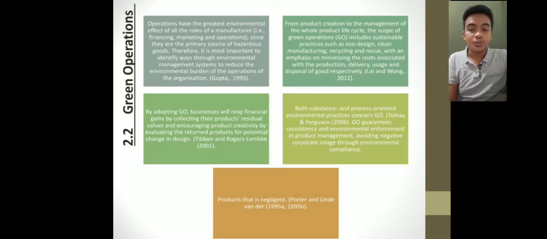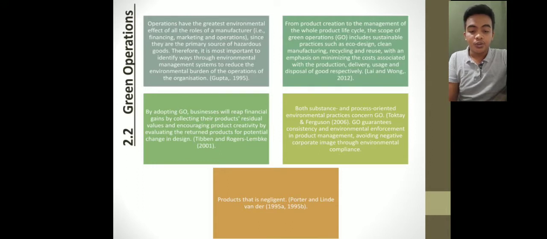Literature 2.2, Green Operation. Operation has the greatest environmental effect of all the roles of a manufacturer, for example financing, marketing and operation, since they are the primary source of hazardous goods. Therefore, it is important to identify waste through an environmental management system to reduce the environmental burden of the operation of the organization by Gupta 1995.